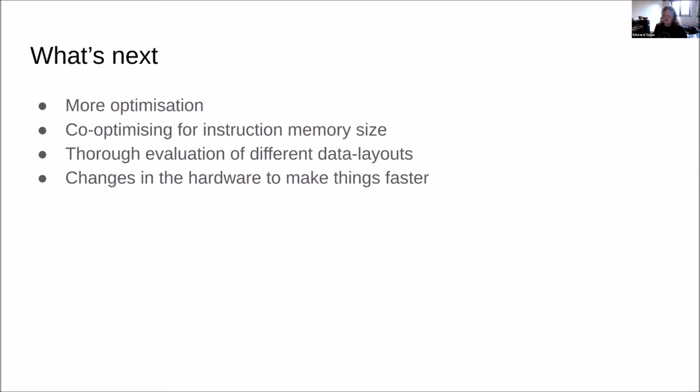So what's next? There's always more optimization work to be done. There are lots of things that could be made faster and more efficient. We could co-optimize for the instruction memory size. There's a problem we have at the moment where the amount of instruction memory it takes to store these long sequences is a big problem on the current devices. While we think this shouldn't be a bottleneck for future designs and future microprocessors, it is one for current sizes. So there's some work to be done to optimize that.